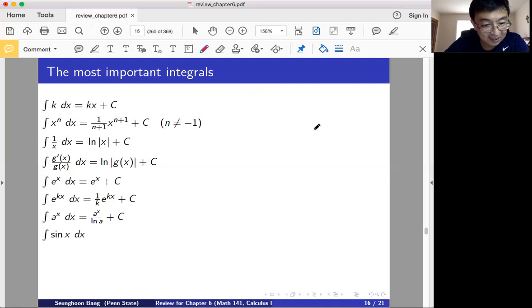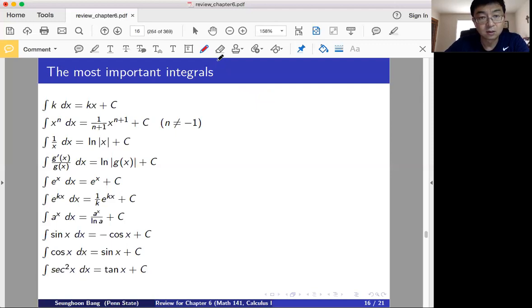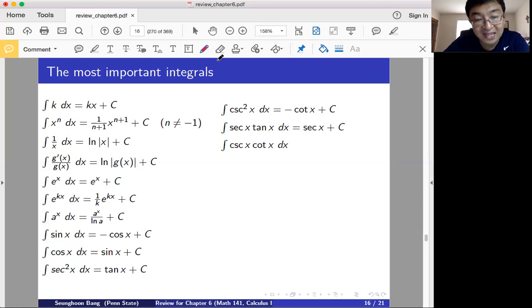The integral of sine x dx is negative cosine x plus c. The integral of cosine x dx is sine x plus c. The integral of secant squared x dx is tangent x plus c. The integral of cosecant squared x dx is negative cotangent x plus c. The integral of secant x tan x dx is secant x plus c. The integral of cosecant x cotangent x dx is negative cosecant x plus c.